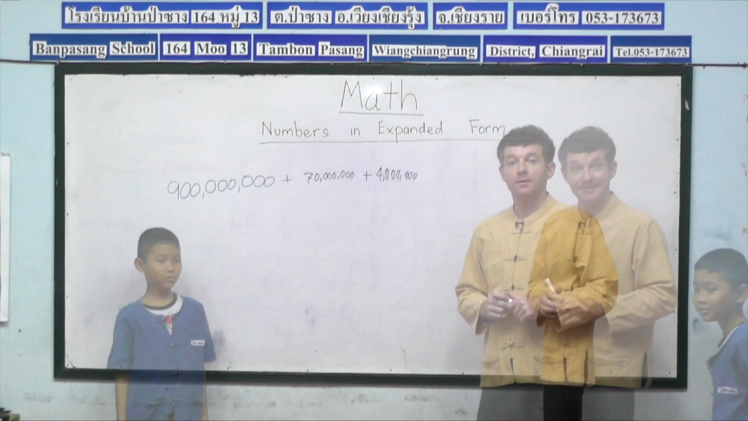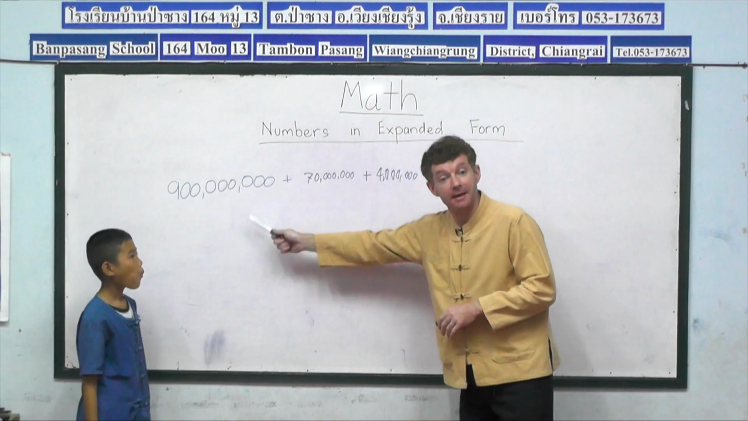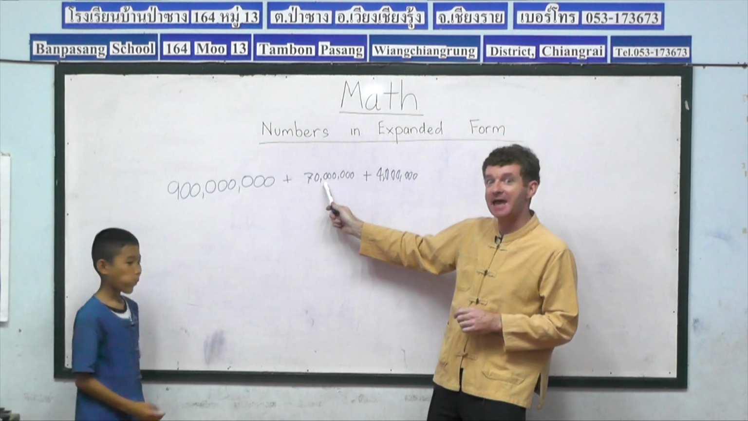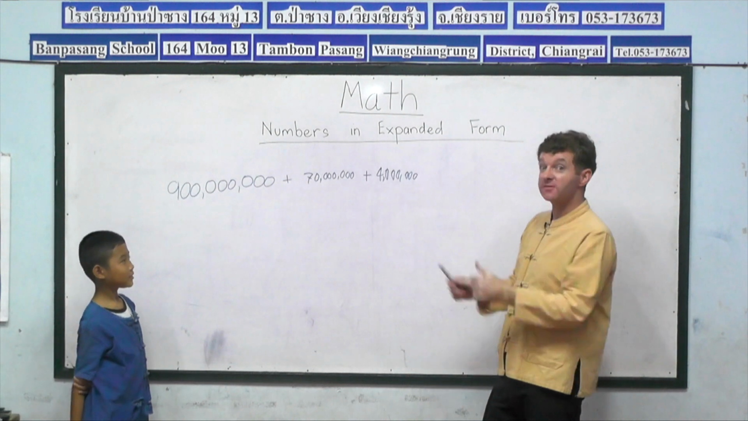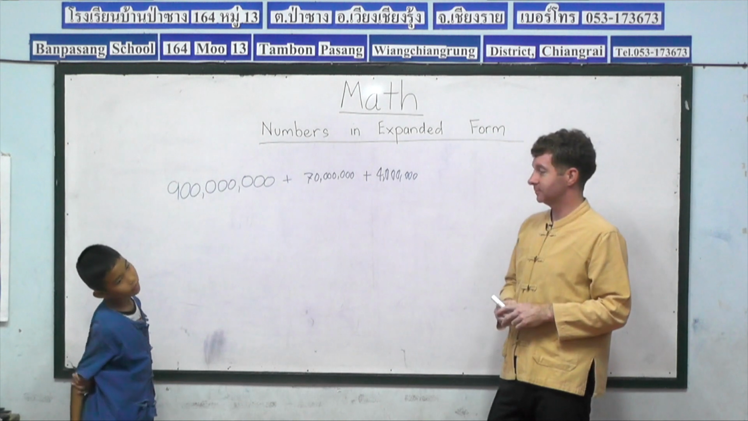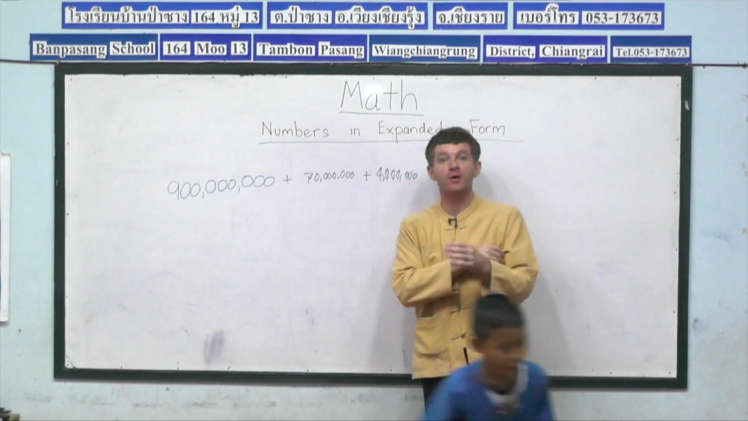4 million. Yes. So far we have 900 million. 70 million. And as Pangpon has excellently drawn now, we have 4 million. Perfect. High five. Big round of applause for Pangpon, guys.